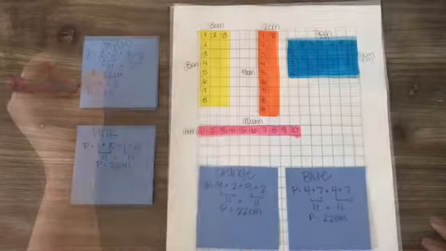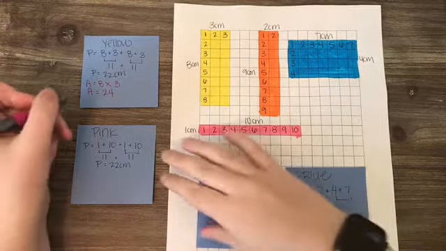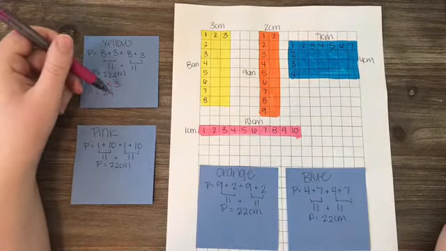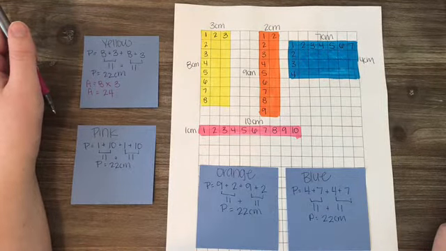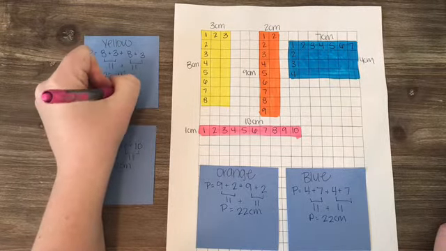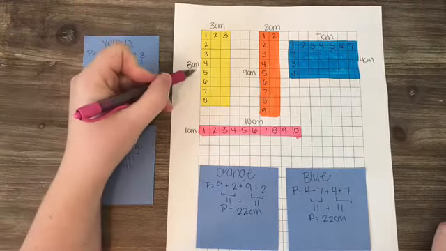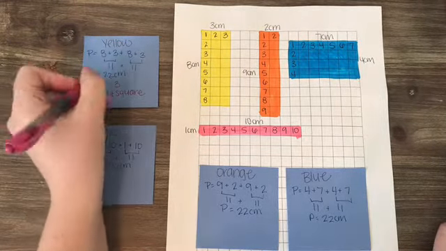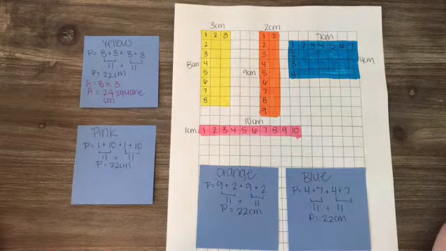Good, 24. All right, but 24 what? What do we put for our area for our answer? Good, we're going to write square units, but in this case, our unit is centimeter, so I'm going to write square centimeters, or cm² for short.